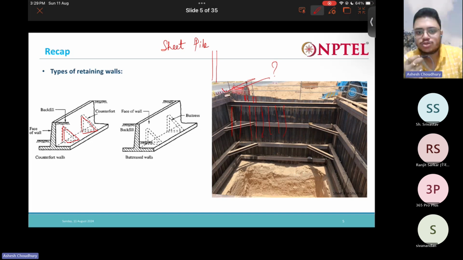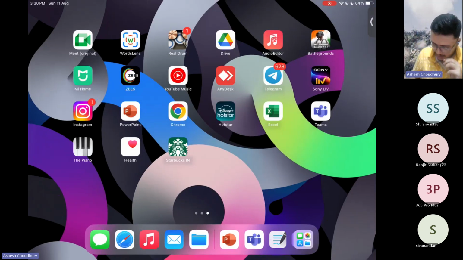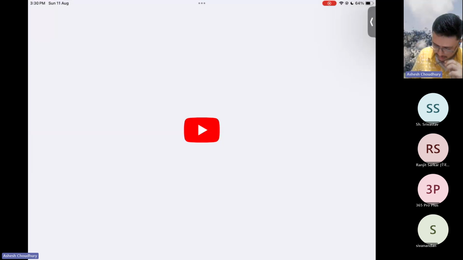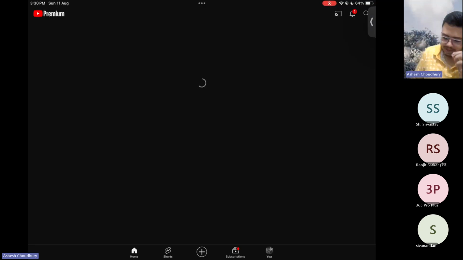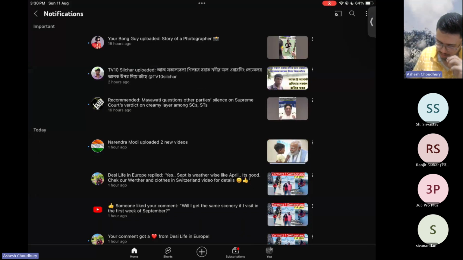So these are sheet piles, and in this image they are used as a braced retaining wall. But sheet piles are generally used to make coffer dams for the construction of piers in rivers. Let me show you a video, then it will be clear. Let me just open a video showing how these sheet piles are actually used.